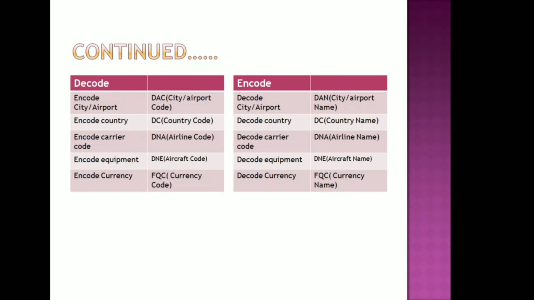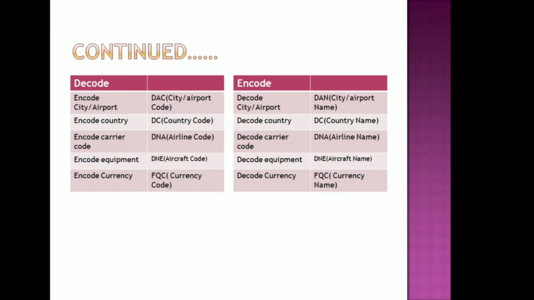So decode, that means you know the code and you want to know the name. Suppose if you want to know any airport or city, you can enter DAC and the airport code, you will get the airport name or city name. DC and the country code. If you know the country code and you want to know the name of the country, you can do DC and the country code. You will get the name. Same goes for the airline, DNA and airline code, you will get the airline name. DNE and aircraft code and you will get the aircraft name, the type of equipment. FQC and currency code, you will get the currency name.